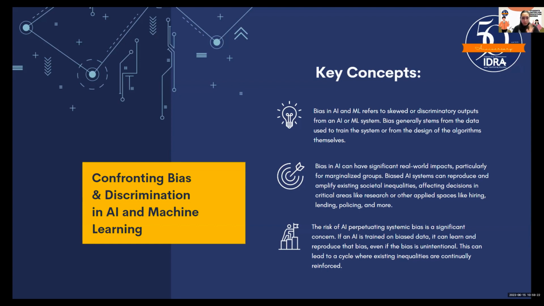Another common example of this is facial recognition systems being less accurate for people with darker skin tones or maybe ethnic features. So it can lead to misidentification or false accusations, particularly in the policing space or with justice involved individuals. So in essence, these biased AI systems can reproduce and amplify existing inequalities that can affect decisions in critical areas like research, hiring, policing, policy, all sorts of arenas. Perpetuating these systems produces risks that are of significant concern.